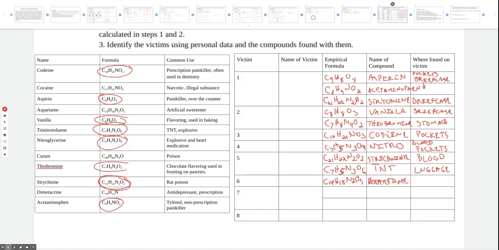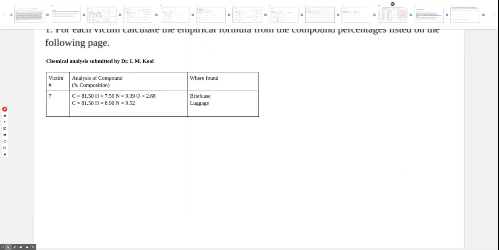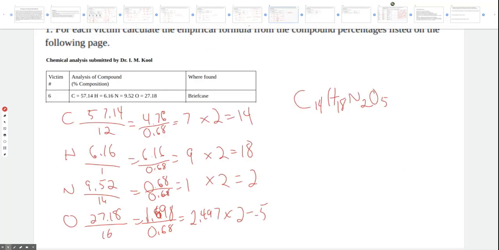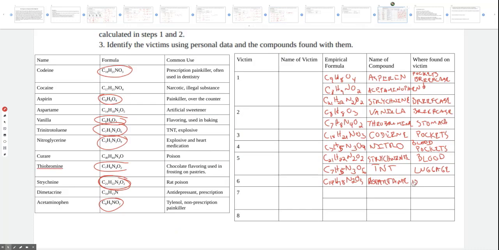Right, victim number 7. 2 compounds. One in the briefcase, one in the luggage. Number 6 was in the briefcase. Didn't put that in there. Briefcase. All right, now back to victim 7.